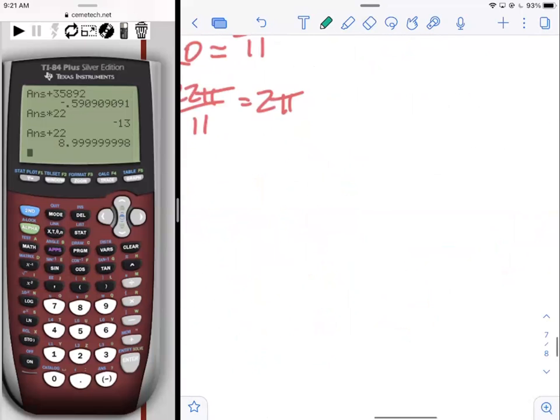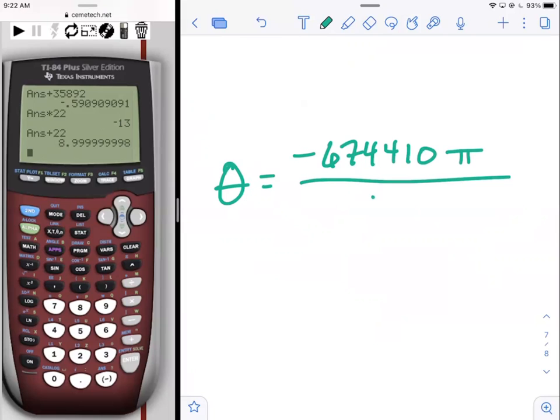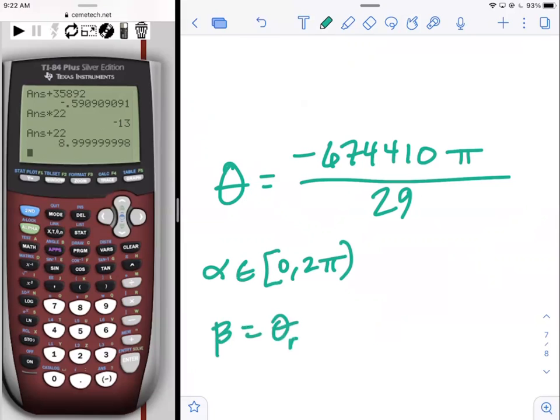19 minutes. Okay, here. Before we do part C, let me give you one to try on your own. Let's say the theta is, how about, you want a negative one? Yeah, okay. How about negative 674410 pi, and then a good prime number. Let's do 29ths. There we go, 29ths. Okay, do the same thing. Find alpha between 0 and 2 pi. I don't even know where this guy lives. And then find beta, which is theta ref.